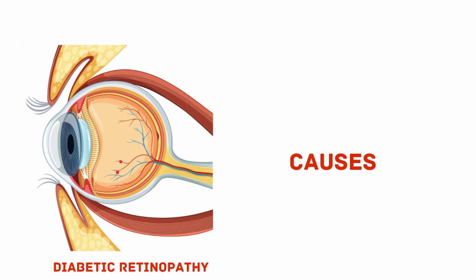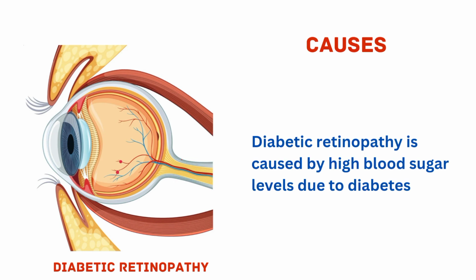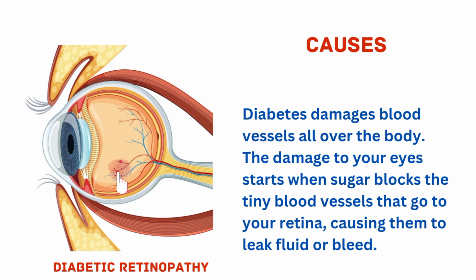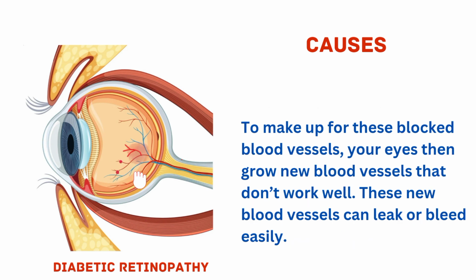Now let us discuss the causes. Diabetic retinopathy is caused by high blood sugar levels due to diabetes. Diabetes damages blood vessels all over the body. The damage to your eyes starts when sugar blocks the tiny blood vessels that go to your retina, causing them to leak fluid or bleed. To make up for these blocked blood vessels, your eyes then grow new blood vessels that don't work well. These new blood vessels can leak or bleed easily.